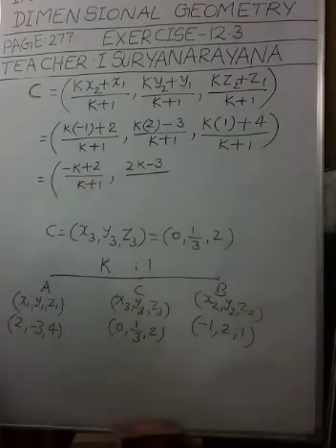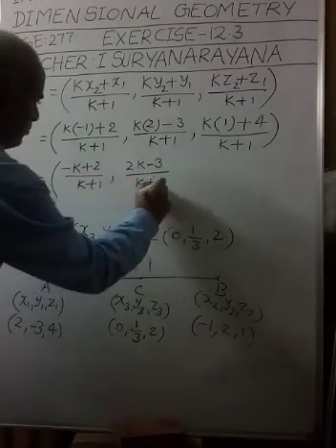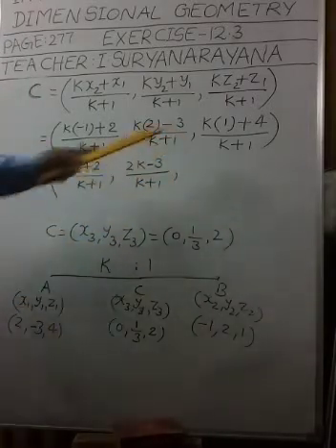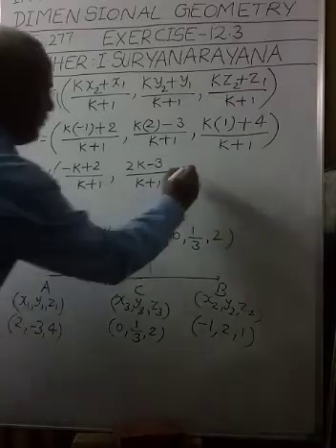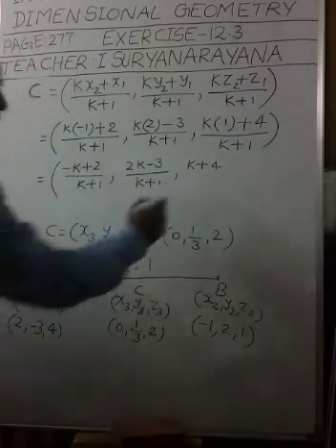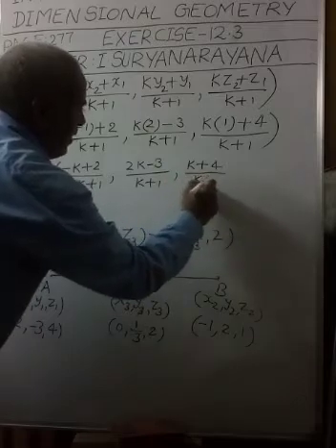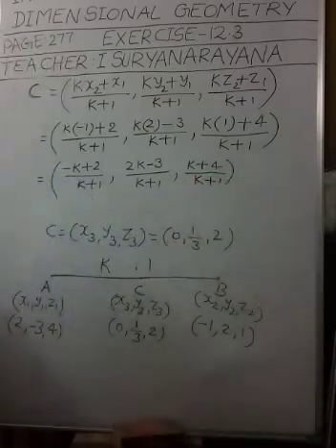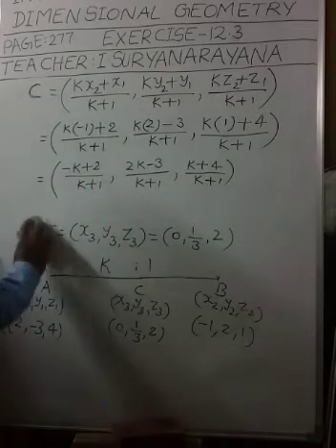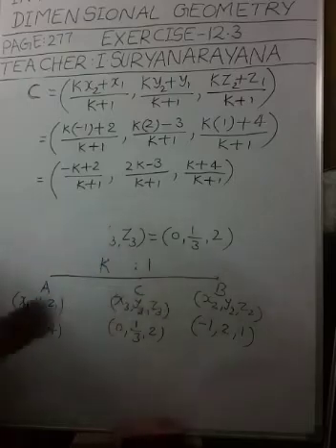We write the second term as it is, minus 3 by k plus 1. Now let us come to the z coordinate. K into 1, k plus, we write the second term 4 as it is in the numerator, and we write the denominator k plus 1 as it is. Understood this step, my dear children? We simplified the x coordinate, y coordinate and z coordinate.